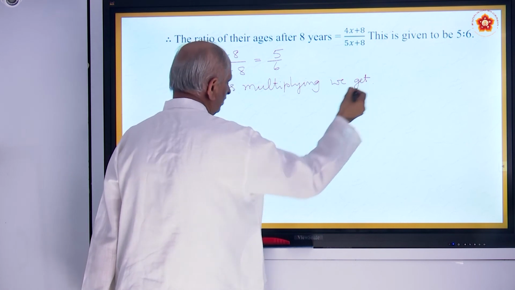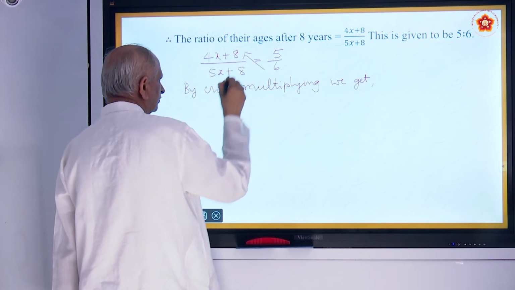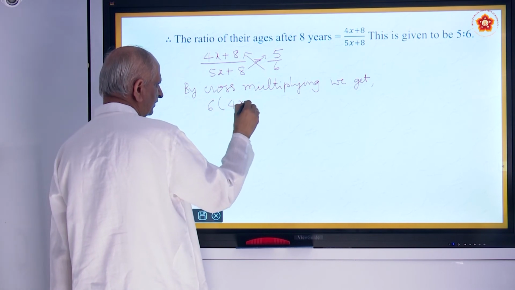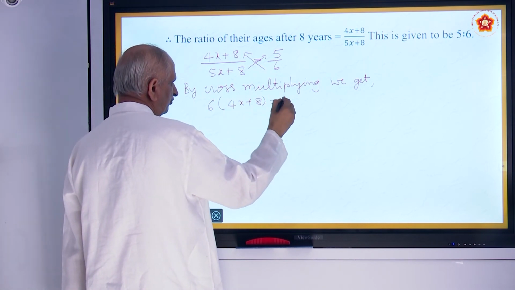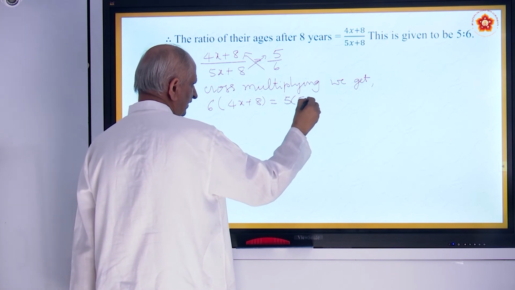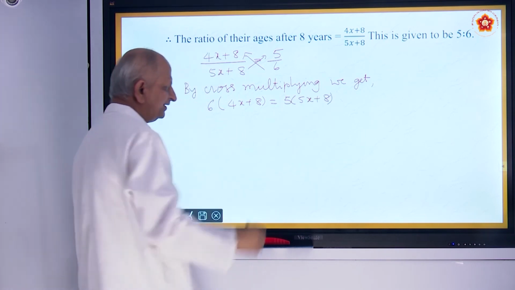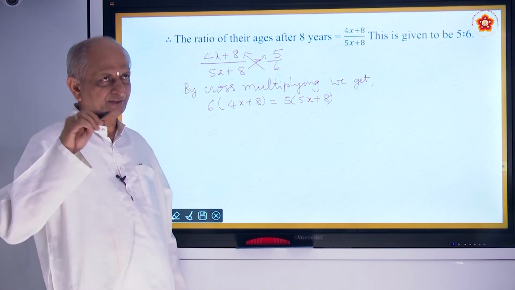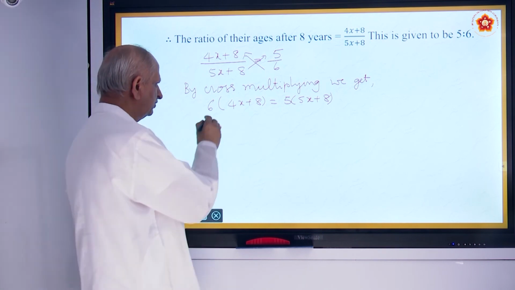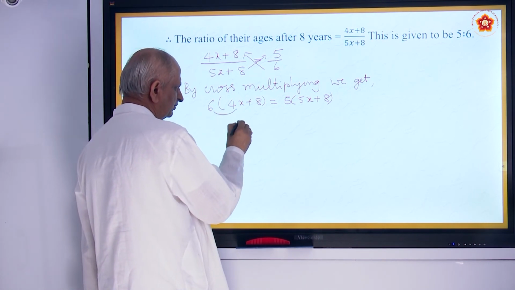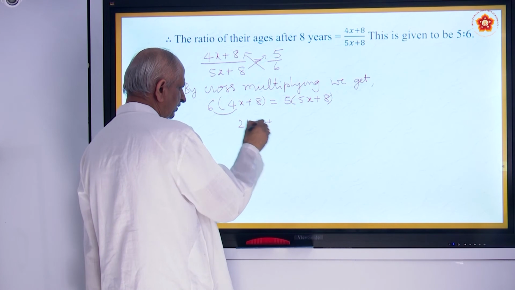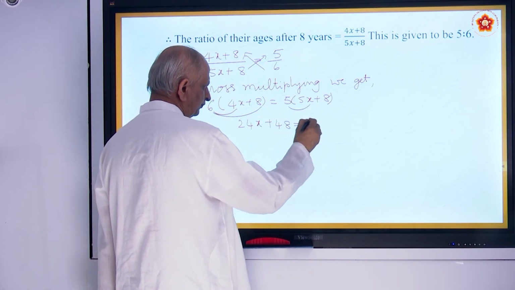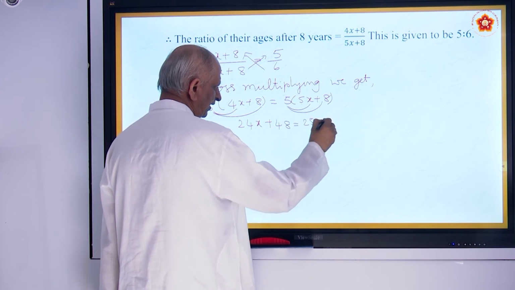Okay. Now you cross multiply. So what do you get? 6 into 4x plus 8. On the right side you have 5 into 5x plus 8. Why is that plus 8? Plus 8 because we are comparing the ages after 8 years. So 6 4s are how much? 24x. 6 into 8, 48. 5 5s are 25x. 5 8s are 40.